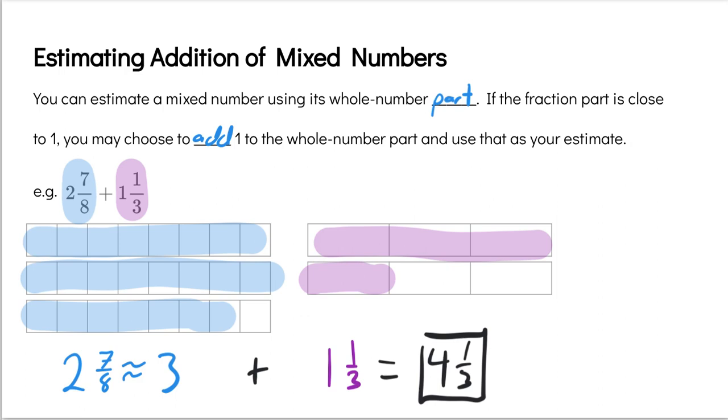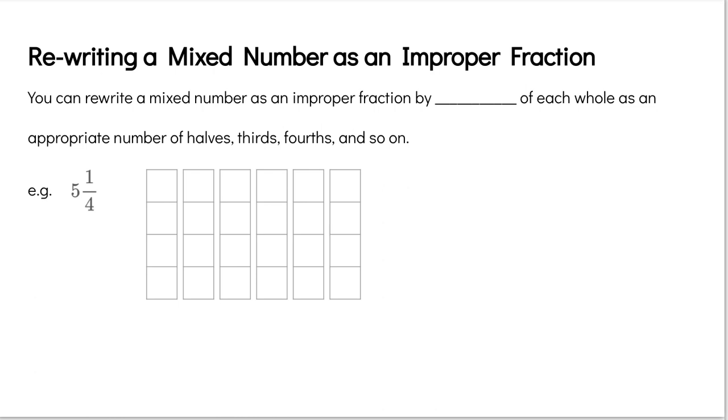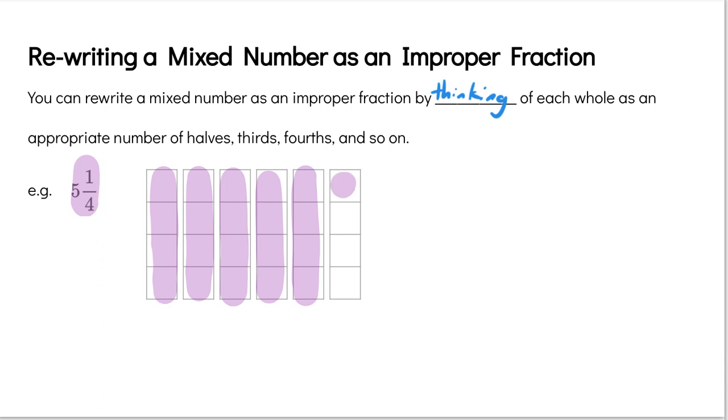Next, let's have a look at rewriting a mixed number as an improper fraction. You can rewrite a mixed number as an improper fraction by thinking of each whole as an appropriate number of halves, thirds, fourths, and so on. So, for example, if I have 5 1/4, the shape that I can fill out looks something like this. I've got 5 wholes, right? And then 1/4 of the last shape.